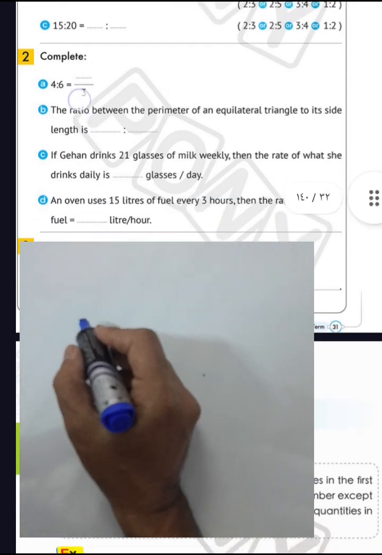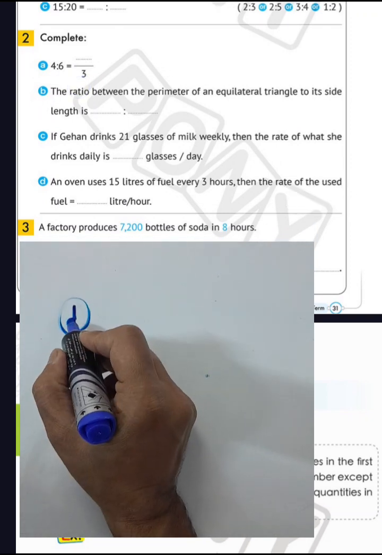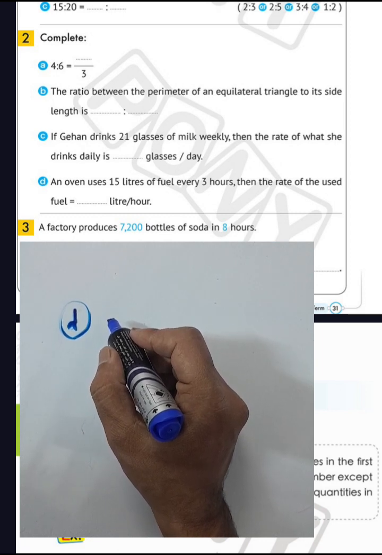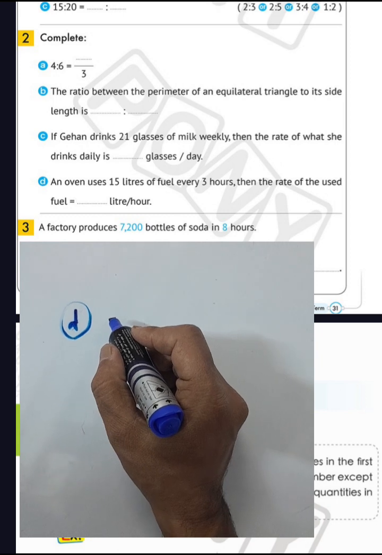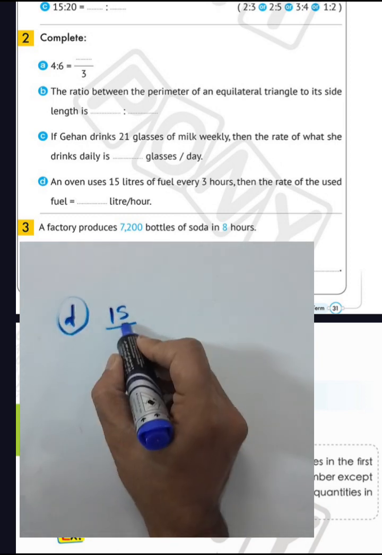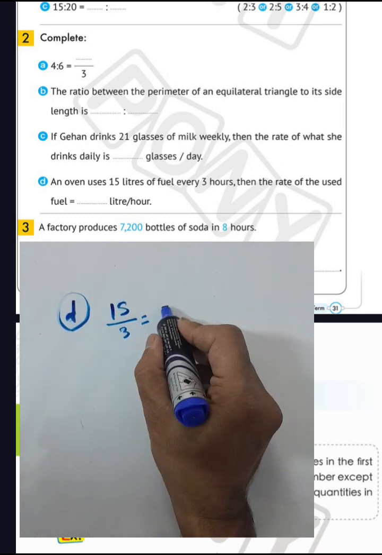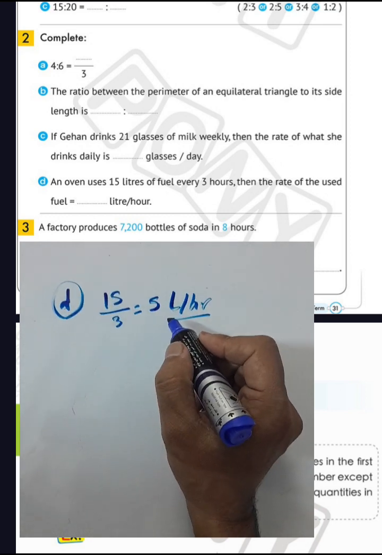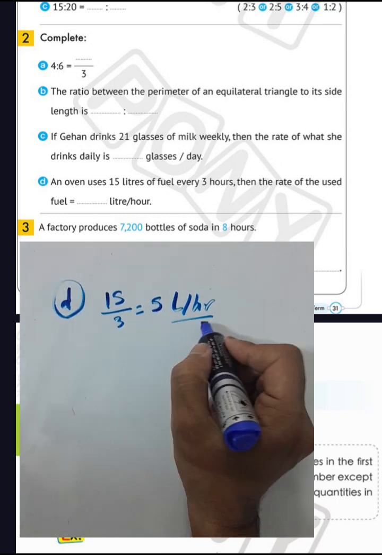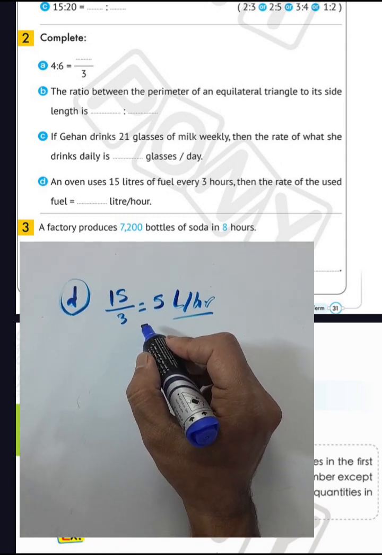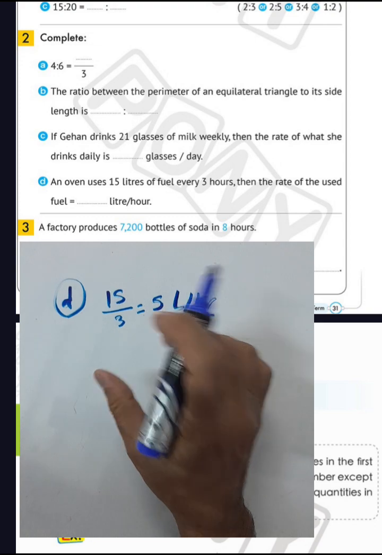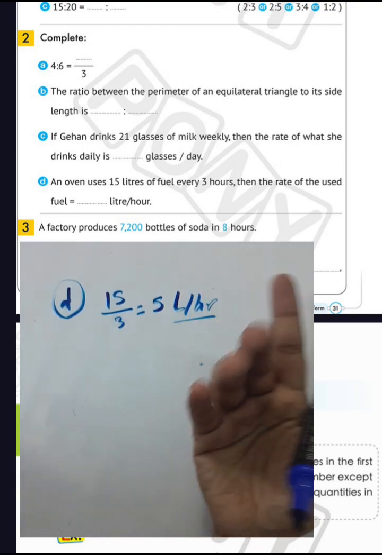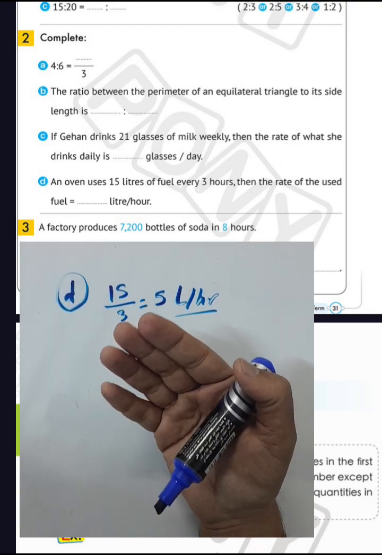Question letter D. An oven uses 15 liters of fuel every 3 hours. The rate of fuel used is per liter per hour. We can divide 15 by 3 to find the rate. 15 divided by 3 equals 5 liters per hour. Then the rate of fuel used will be 5 liters per hour, because the oven uses 15 liters of fuel every 3 hours.